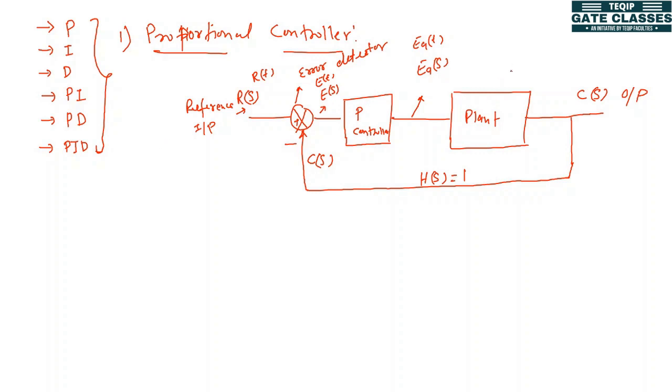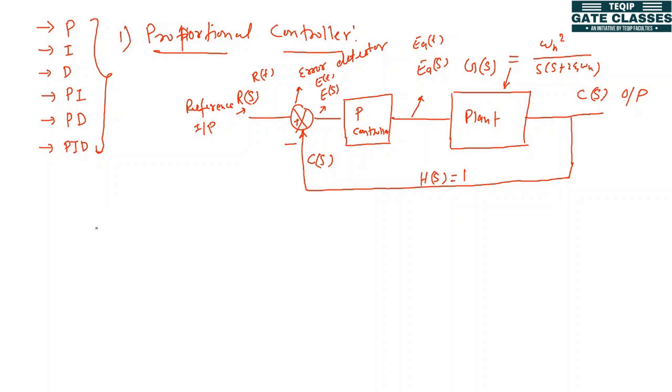Let us take the plant. Suppose G(s) is the transfer function of this plant, and suppose I am taking a second order system here, like the standard second order control system, omega n square upon s(s plus 2 zeta omega n). This is basically the gain of the plant.